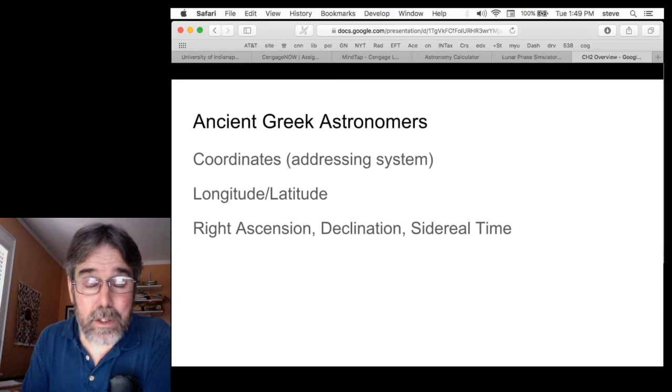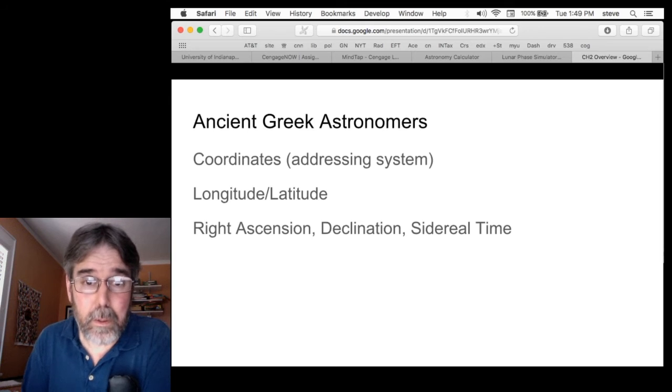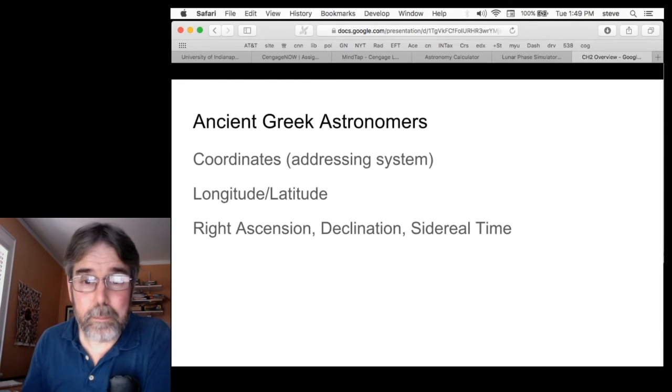So right ascension is actually measured in hour angle. 24 hours is one full rotation of the Earth. Whereas declination corresponds almost directly to latitude. Declination just says how far above the celestial equator you are, at what angle. 90 degrees would be pointing along the celestial pole. 0 degrees would be pointing out along the celestial equator.